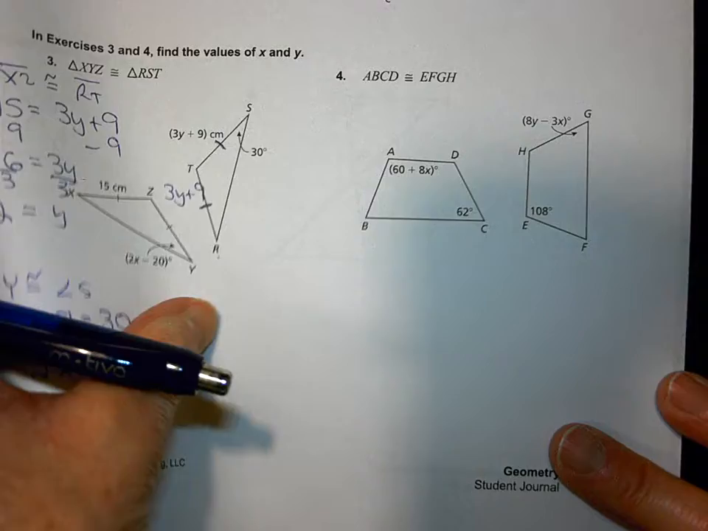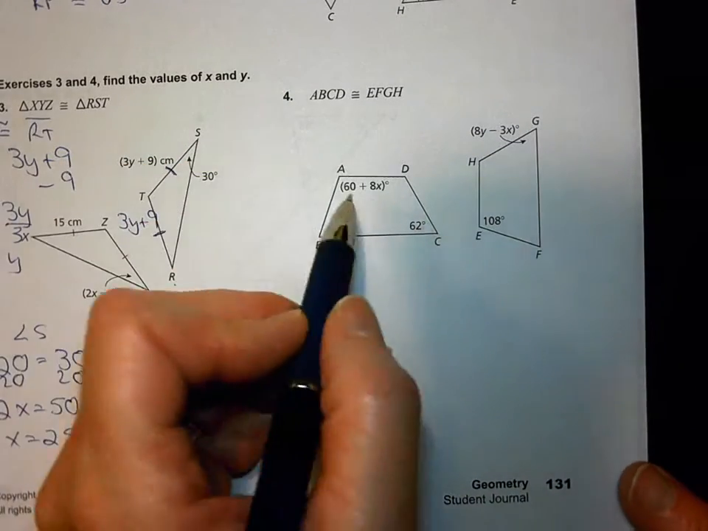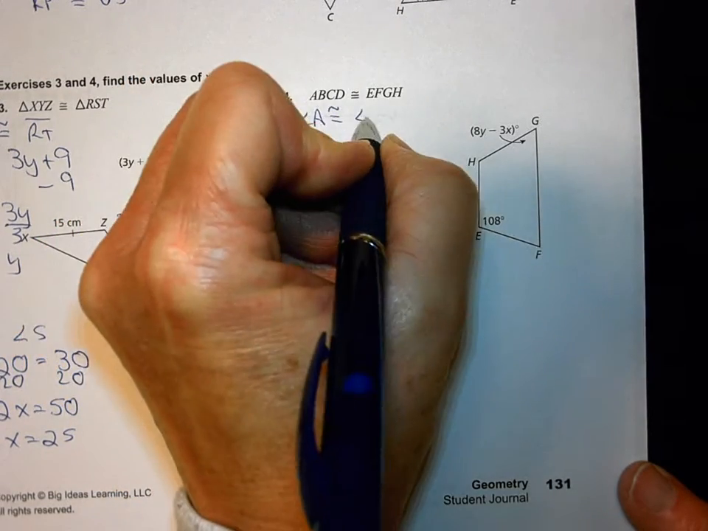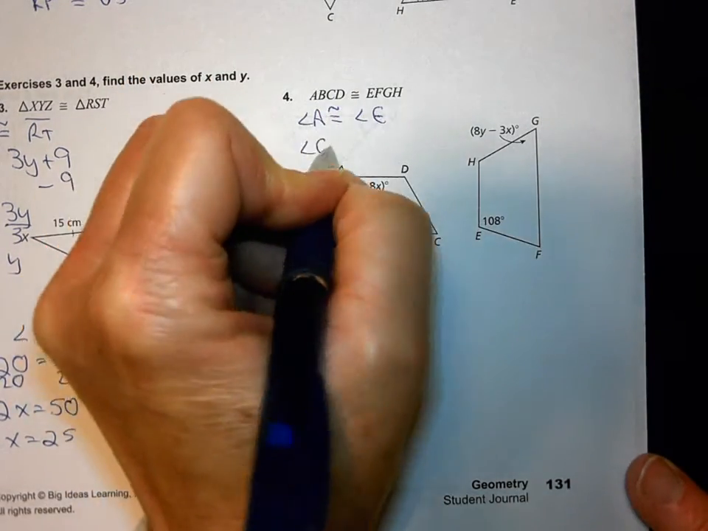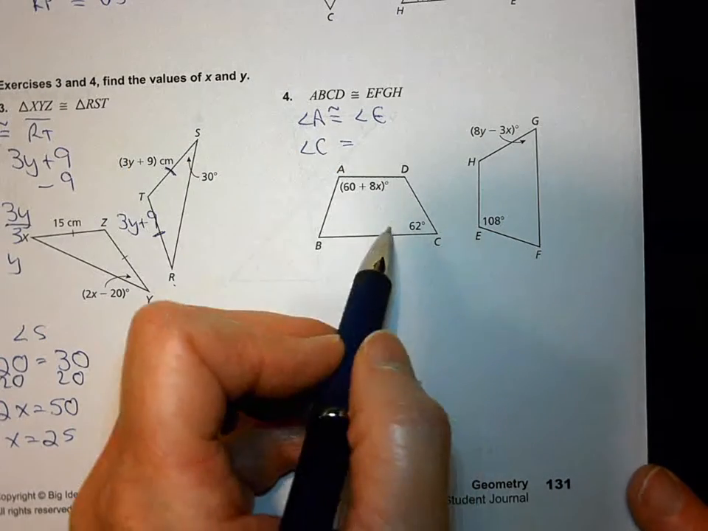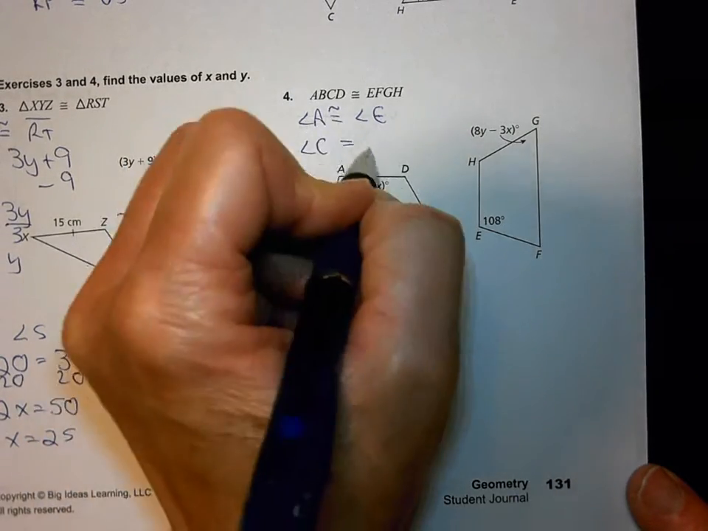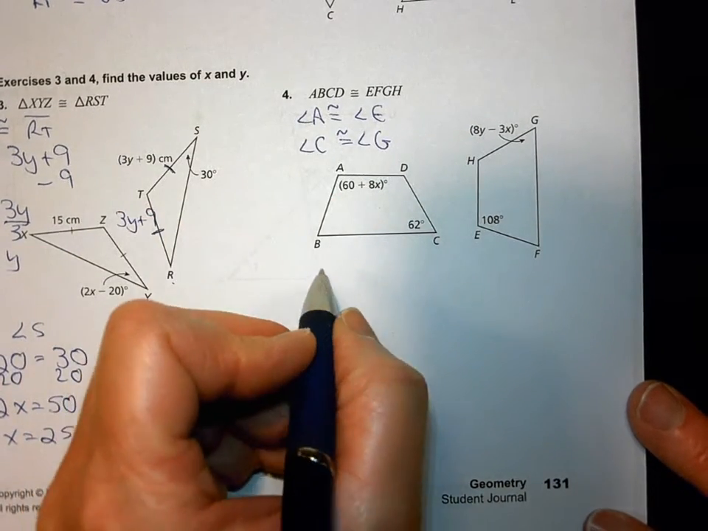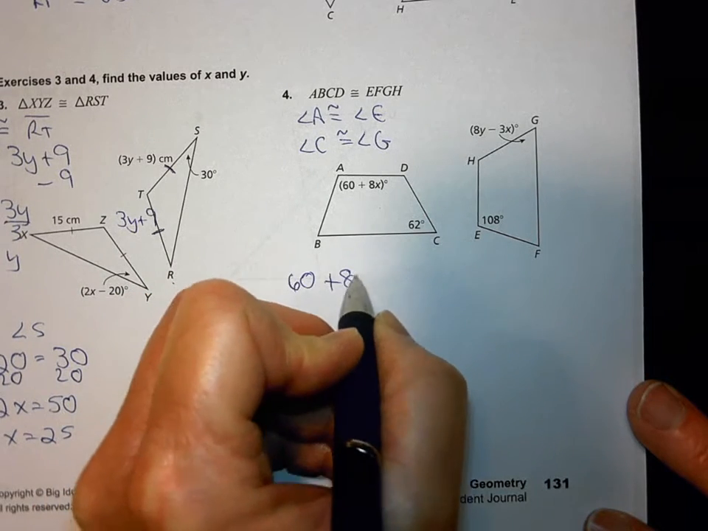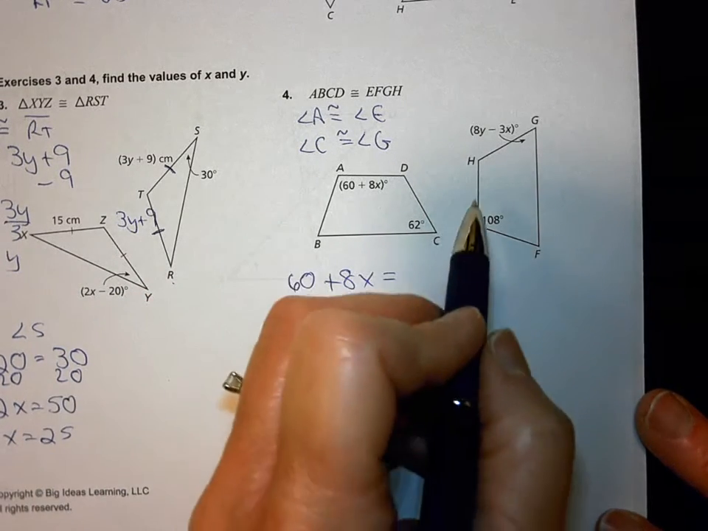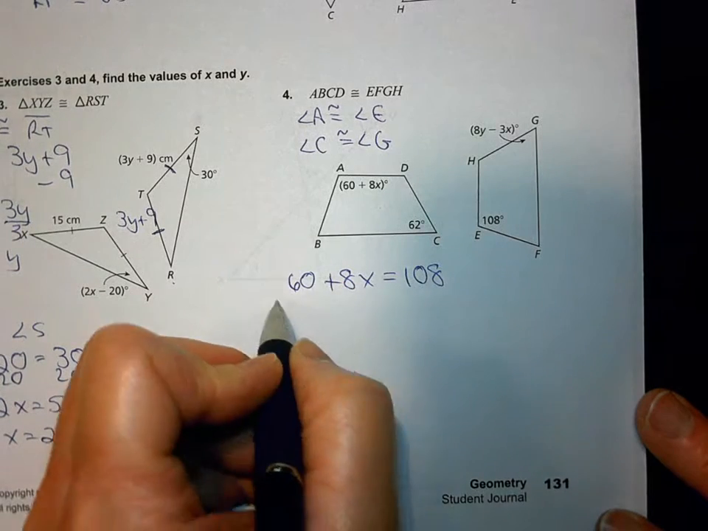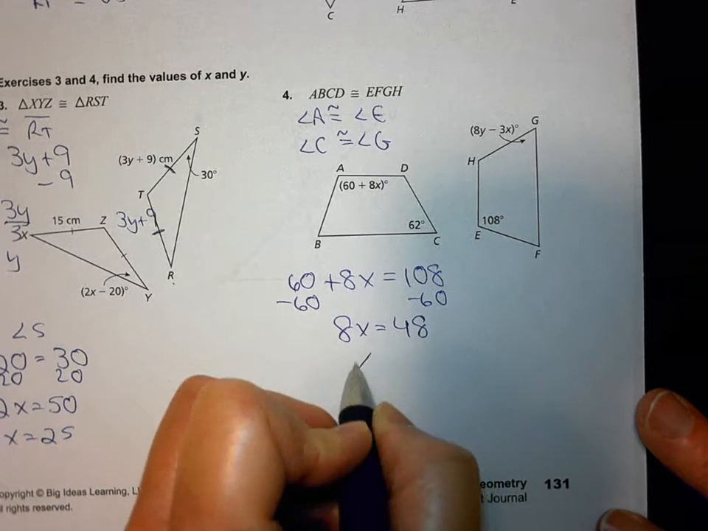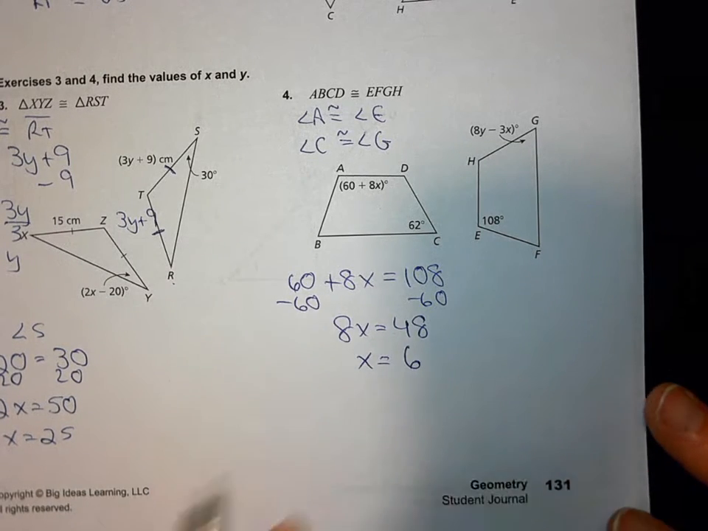Okay, if you look at number 4, we're going to do the same thing. But now we're only dealing with angles. So angle A has to be congruent to angle E, and angle C, and it's because these are the only ones we know, are A and C. C has to be congruent with the third one, or angle G. Okay, so we're going to set up the A to E. So angle A is worth 60 plus 8x, and angle E is worth 108. So we solve it normally. 8x is equal to 48, so x is going to be equal to 6.